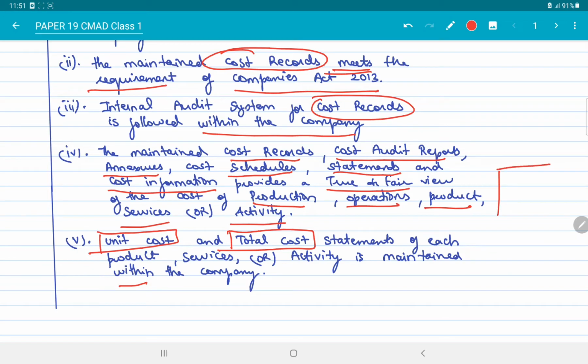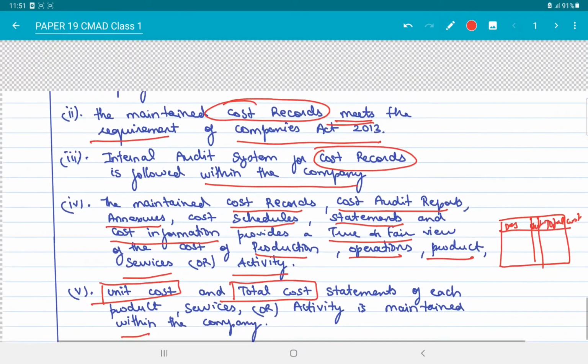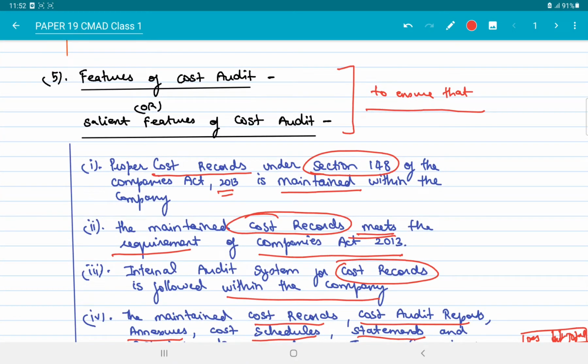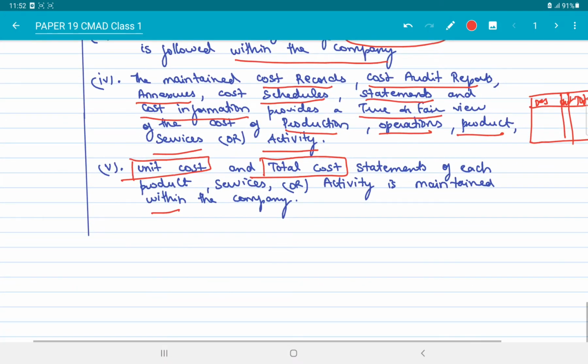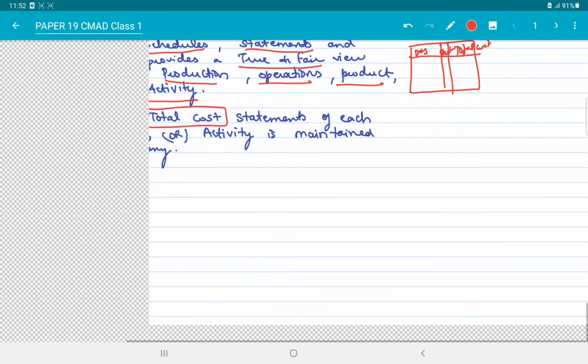There is a statement. In that statement you need to maintain the description, the unit cost, and the total cost. It should give a clear picture what is the unit cost of one product, what is the total cost against that product. So it should give a clear picture. All the records maintained should contain the unit cost and total cost. So these are the 5 salient features of cost audit.